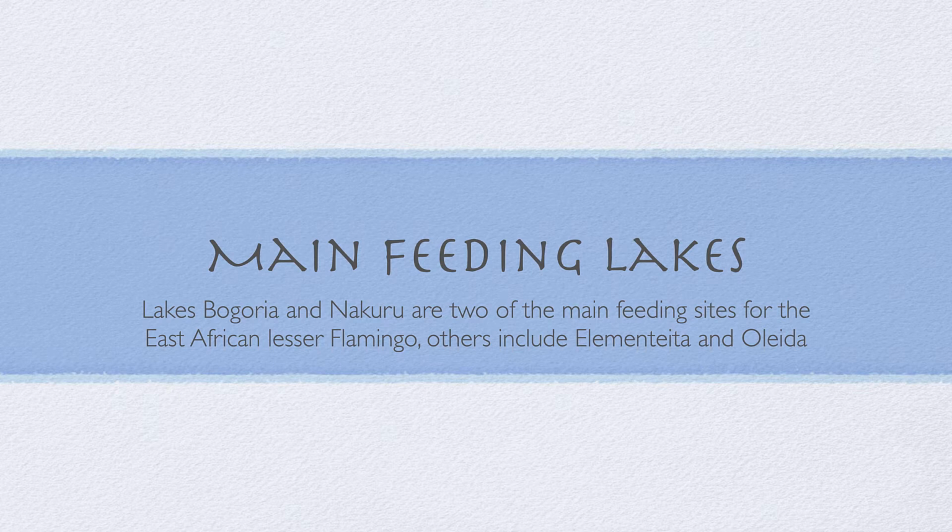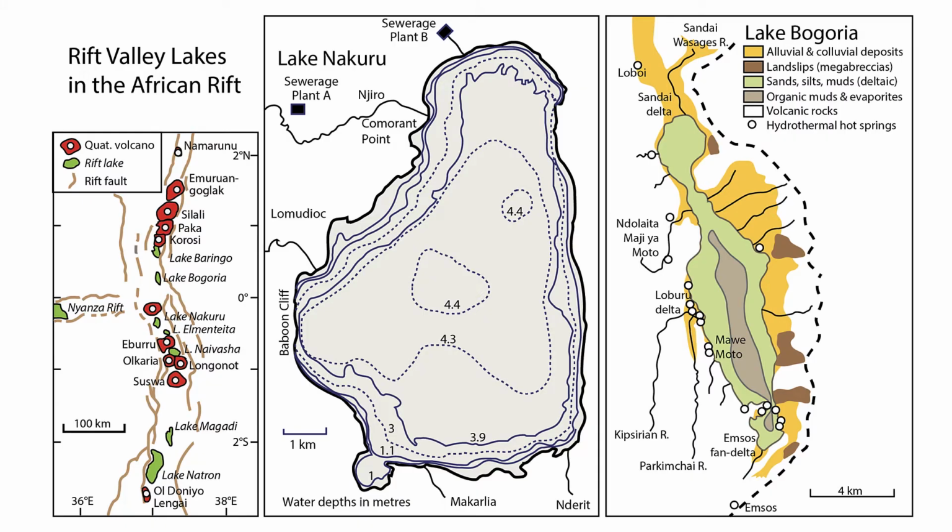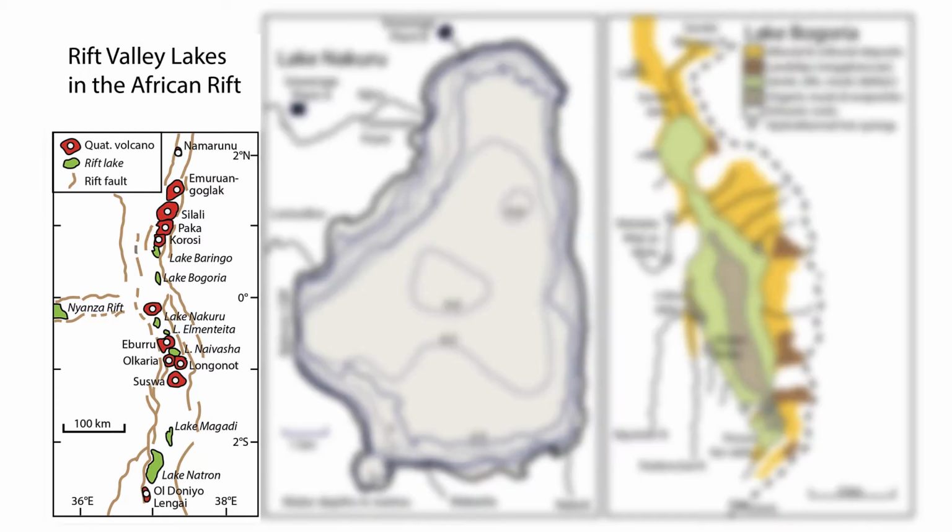Lake Bogoria and Lake Nakuru are the two of the main feeding sites, but there are a number of others depending on salinity conditions and phytoplankton makeup, and others can include Elementeita and Alidia, where flamingo numbers can be very high, but in all these lakes they tend to oscillate. The lakes where we find the flamingos are found along the axis of the African Rift.